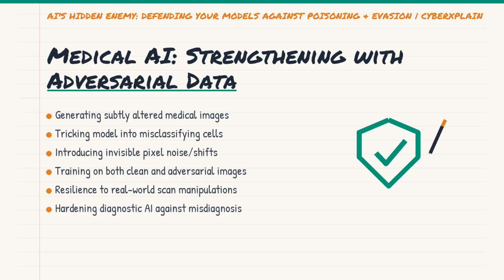The model would then be trained to correctly identify the original label for both the clean image and its adversarial counterpart. This makes the diagnostic AI much more resilient to subtle manipulations or noise in real-world clinical scans, reducing the chances of an attacker causing a misdiagnosis with a cleverly crafted input. It makes the model's decision boundaries more robust.